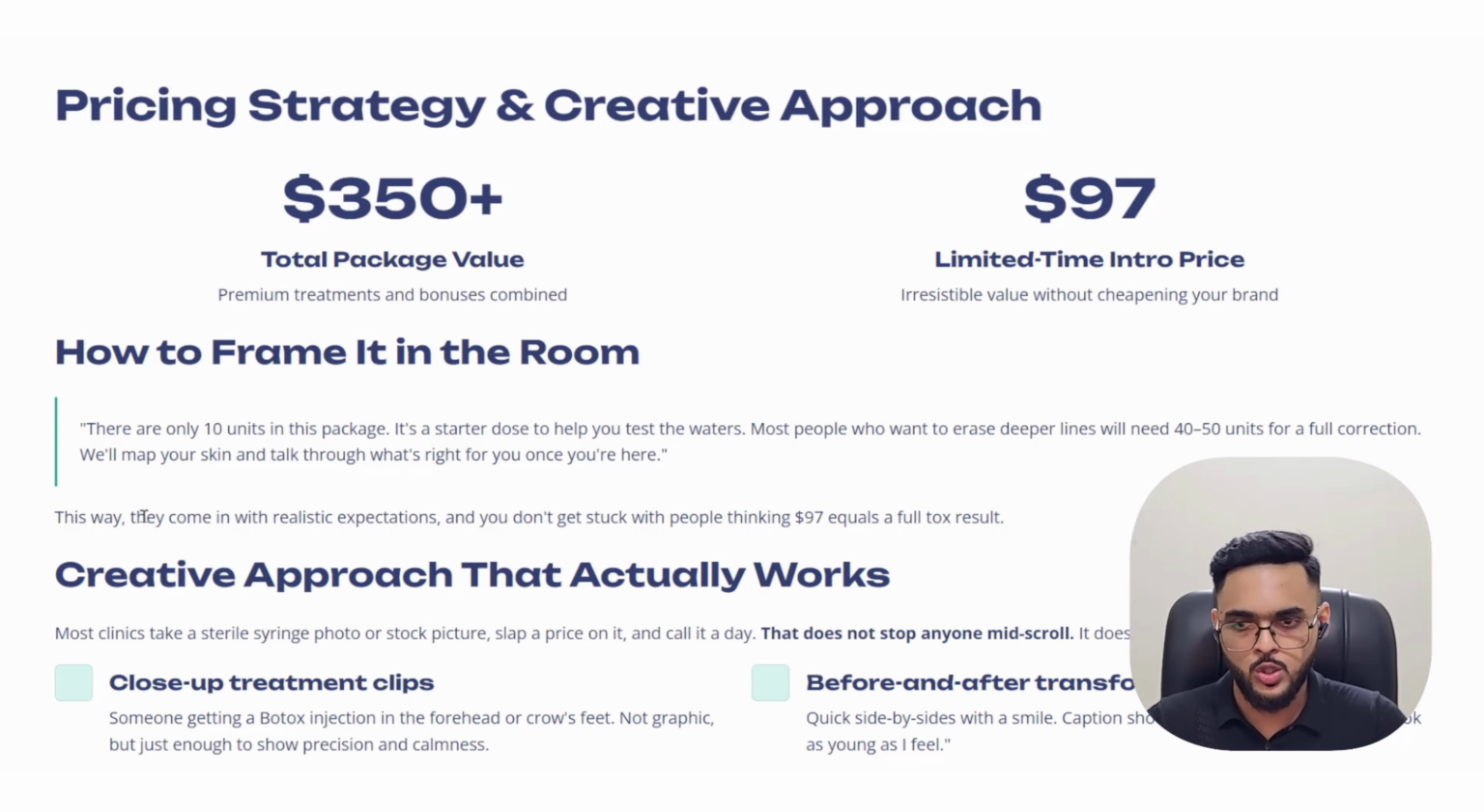And this is more so setting the right expectation. You can say that there are only 10 units in this package. It's a starter dose to help you test the waters. Based on your goal, or most people who want to erase deeper lines, you will need at least 40 to 50 units for a full correction. And we'll map your skin and talk through what's right for you once you're here. We'll say this last sentence if you're on the phone with them. It sets the right expectations, and they know that 10 units isn't going to get them the result they desire.